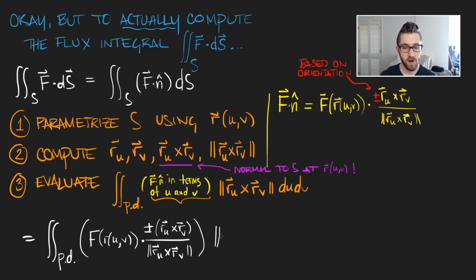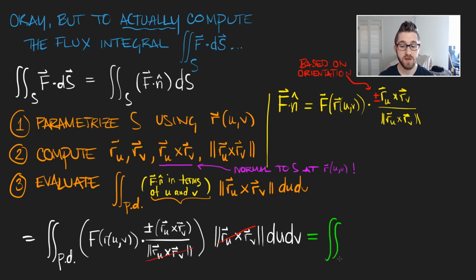Now this magnitude of ru cross rv is there because we're computing a scalar surface integral. And then we have du dv. And again, these two things are both scalars, and so they'll cancel. And so what we end up with, I'll write it here in a different color, is the formula that we'll use to actually compute flux integrals.